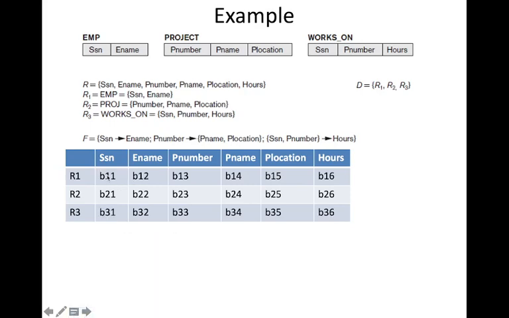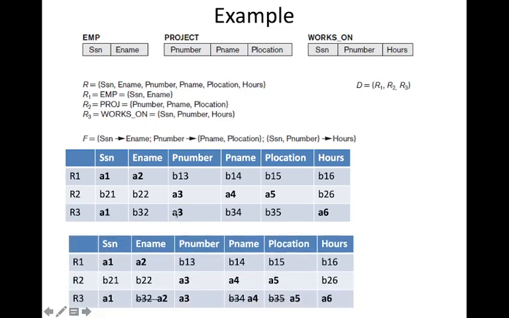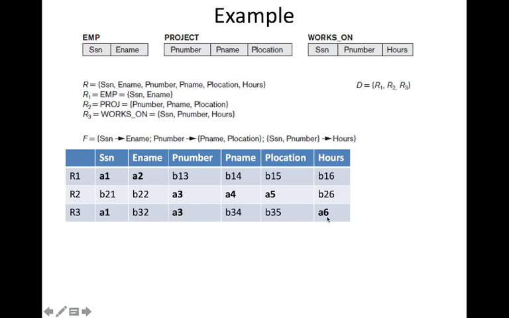Then in the second row R2, we have P number, P name and P location, which should be changed to A3, A4, A5. So we have changed them. Then R3 has SSN, P number and hours. SSN should be changed to A1, P number to A3, and hours to A6. So that is what we have done here. That is the completion of the third step.